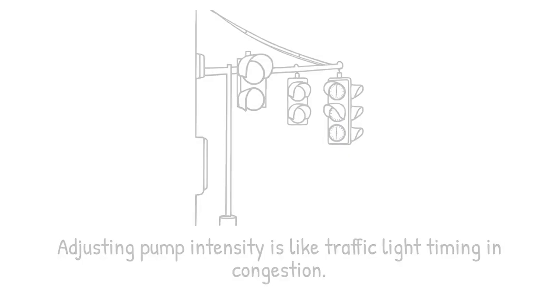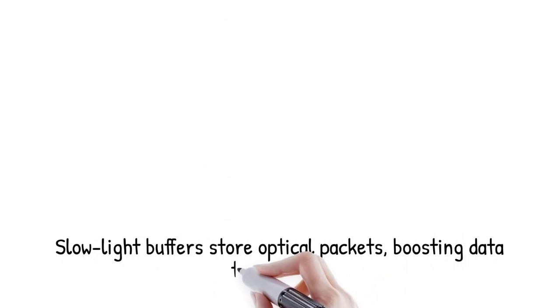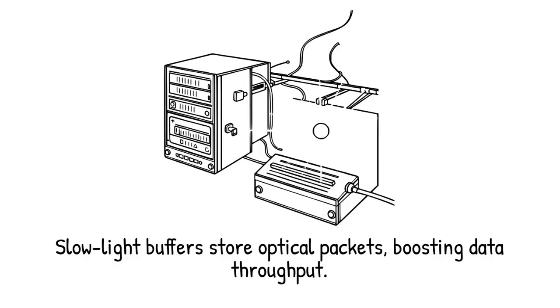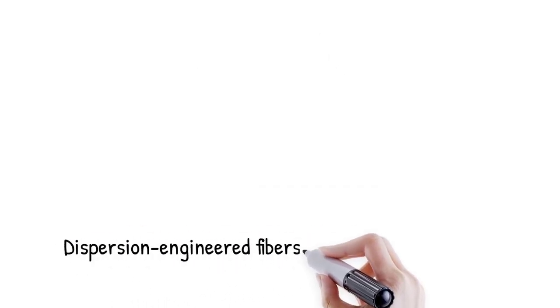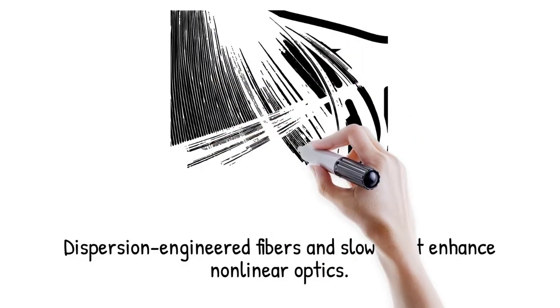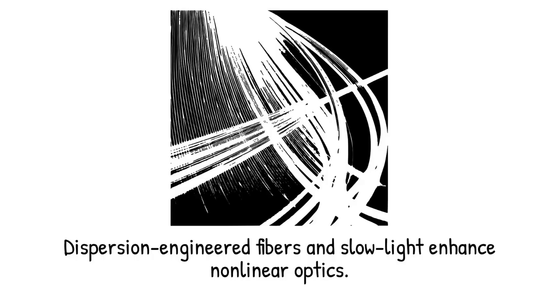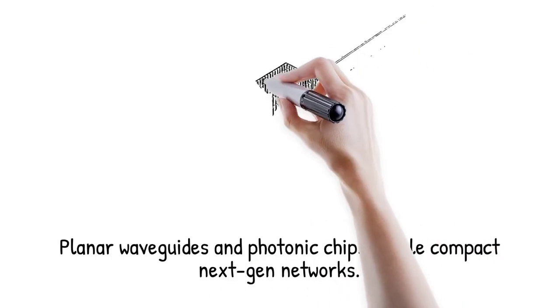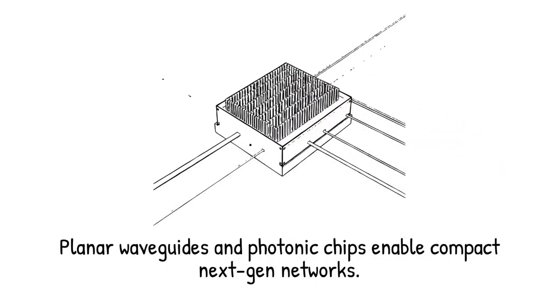Slow light buffers can temporarily store optical packets in all-optical networks, reducing reliance on electronic memory and increasing data throughput. In quantum communication, controlled delays enable synchronization of single photon qubits for interference-based protocols and quantum repeaters. Dispersion-engineered fibers support low-loss delays compatible with entangled photon pairs. Slow light also enhances light-matter interactions for nonlinear optics, improving wavelength conversion and optical switching efficiency. Integration into planar waveguides and photonic chips points toward compact, scalable devices for next-generation networks.